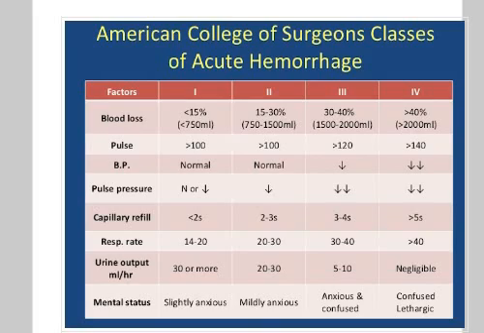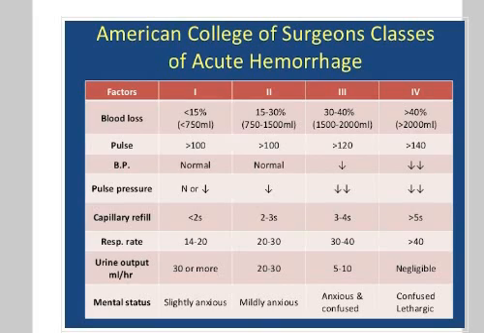Micrograph showing abundant hemosiderin-laden alveolar macrophages, dark brown, as seen in a pulmonary hemorrhage. H&E stain. Blood loss. Hemorrhaging is broken down into four classes by the American College of Surgeons Advanced Trauma Life Support, ATLS. Class 1 hemorrhage involves up to 15% of blood volume. There is typically no change in vital signs and fluid resuscitation is not usually necessary.